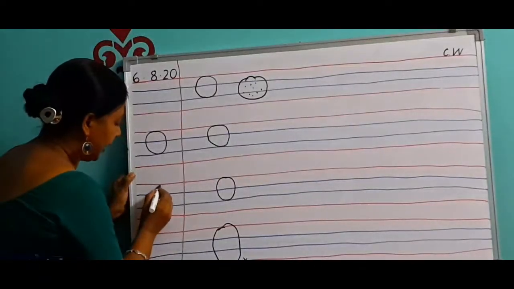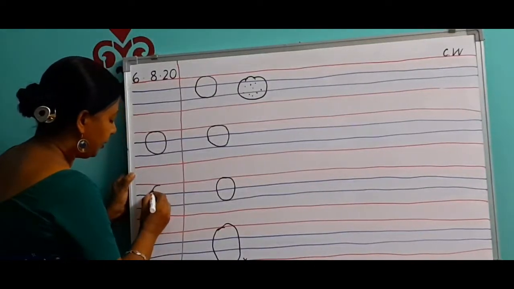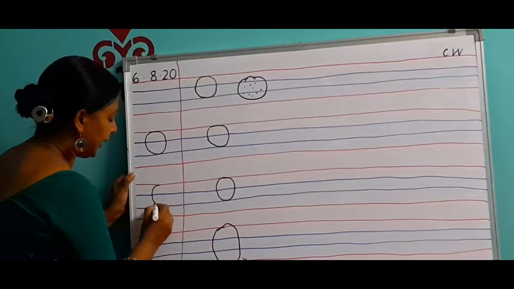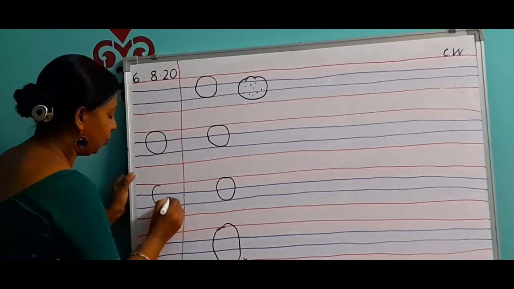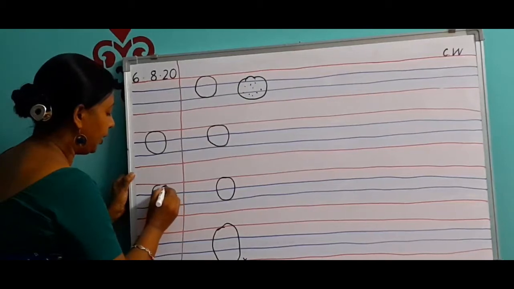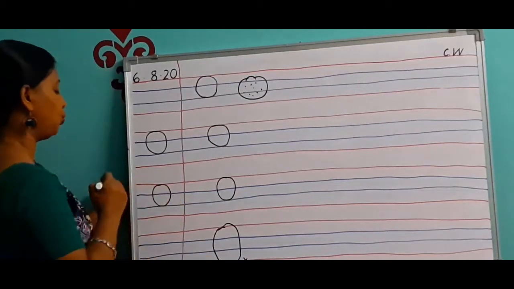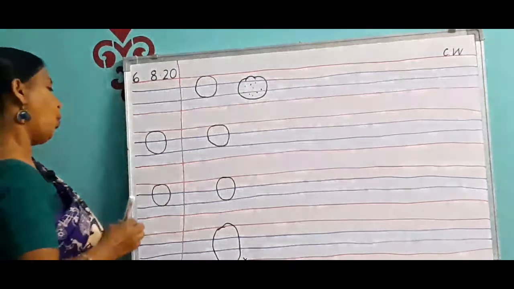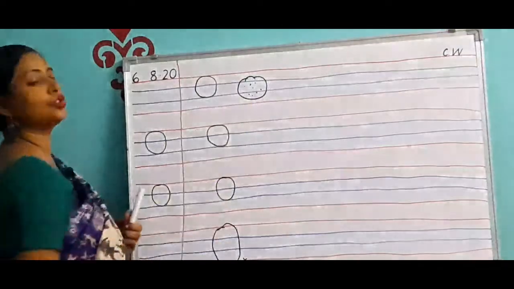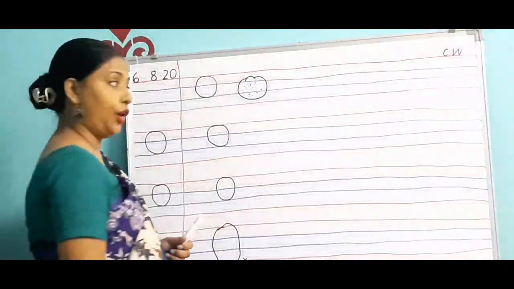From the first line, come down to the second line, third line, touch the third line, and then again go back to the first line. And now, joining the line, this has become O. O for orange. O for orange.